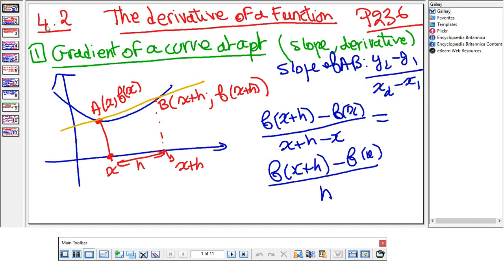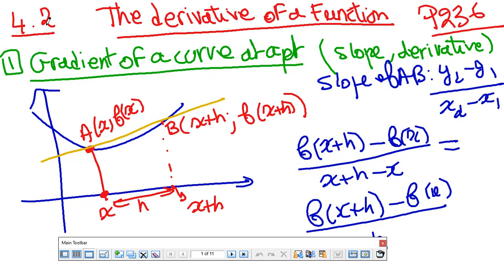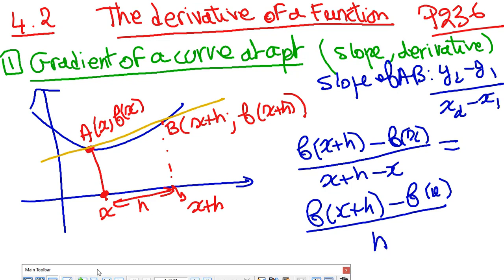Now we are in lesson 4.2. It's the derivative of a function. First, I'm going to explain how they discovered the formula, the definition of the derivative of a function, or also we say the gradient of a curve at a point, or also the slope. Okay, gradient, slope, derivative.